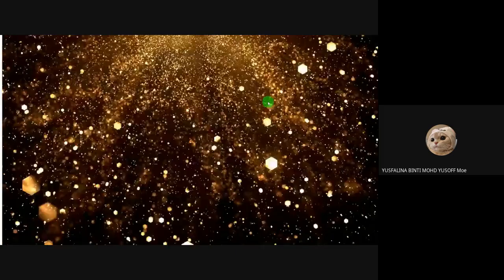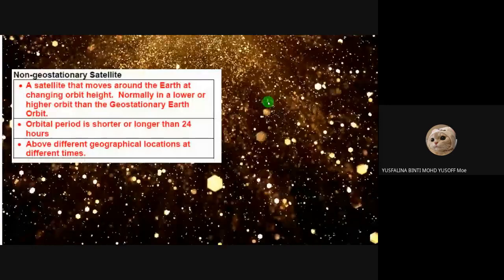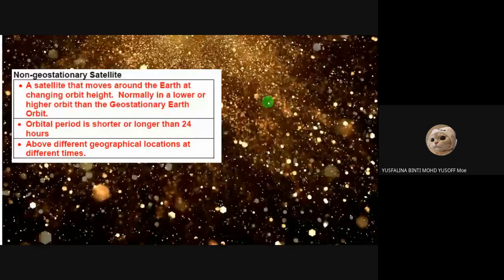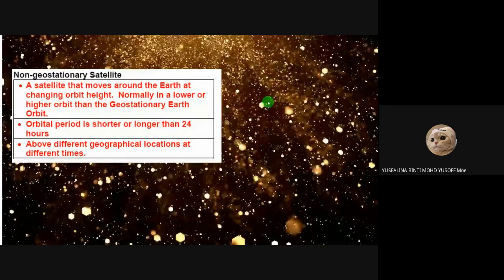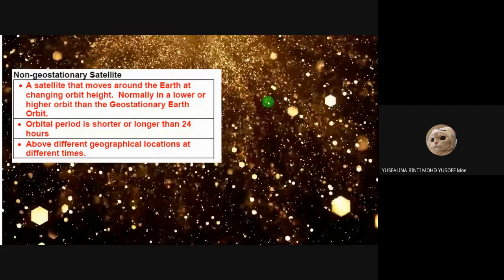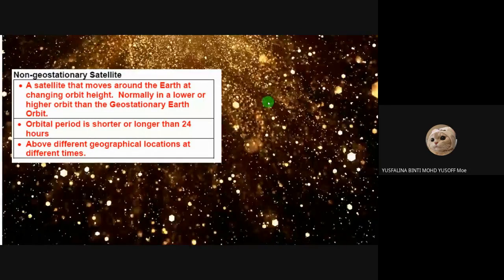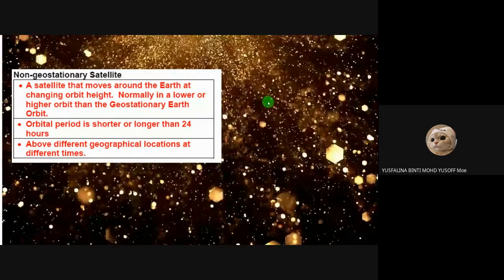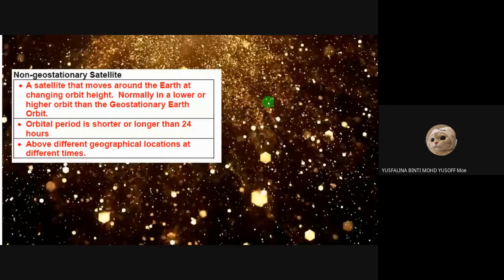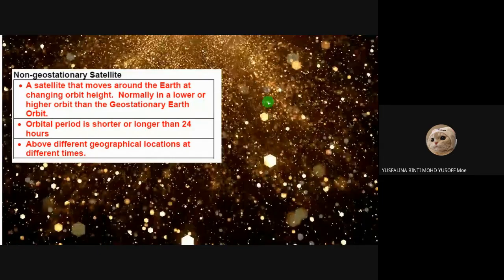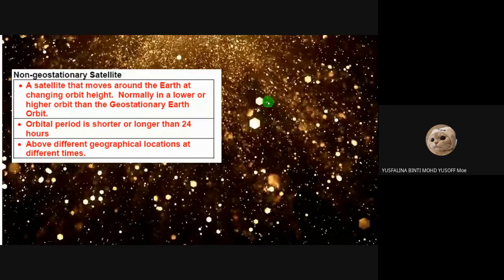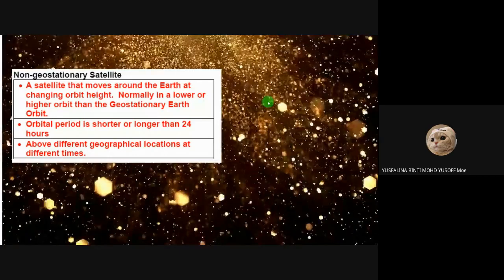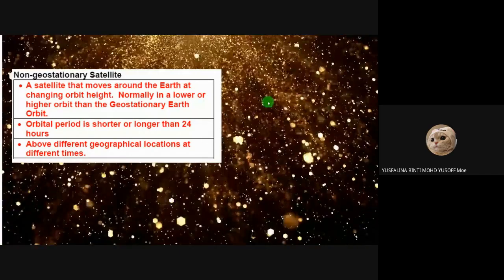So how about the non-geostationary satellite? It is a satellite that moves around the Earth at changing orbit height. So it's not constant, the orbit may change. Normally it is in a lower or higher orbit than the geostationary Earth orbit, which is constant and does not change height. But a non-geostationary satellite can move to another orbit, sometimes lower or higher, and the orbital period is shorter or longer than 24 hours.